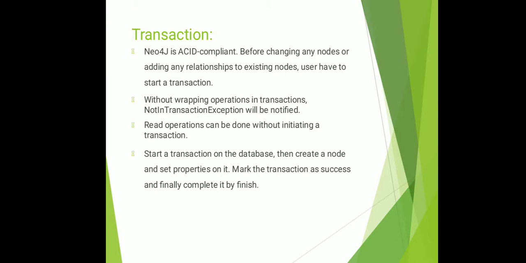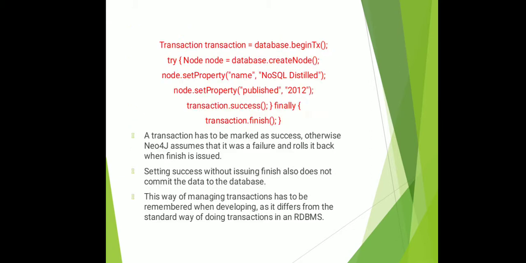So these are the things that will be covered under a transaction. First is to start, then creating node, and then setting up properties is the third one. Fourth one is marking success, and fifth one is finish. This is the code for that.